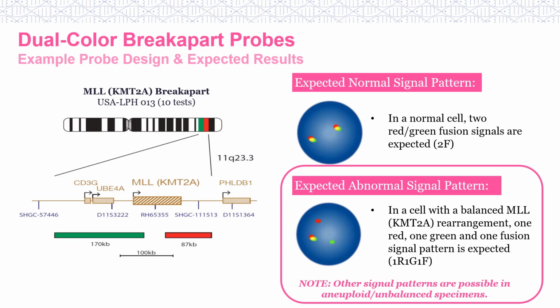An example of the expected abnormal signal pattern seen with this probe is here on the bottom right, in which the analyst will see 1 red, 1 green, and 1 fusion, or 1R, 1G, 1F. The separation or gap between the single red and green signal should be greater than 2 signal widths apart. Please note that there also might be other signal patterns in both aneuploidy and unbalanced specimens, and because this is a break-apart probe, it cannot be used to determine the rearrangement partner.